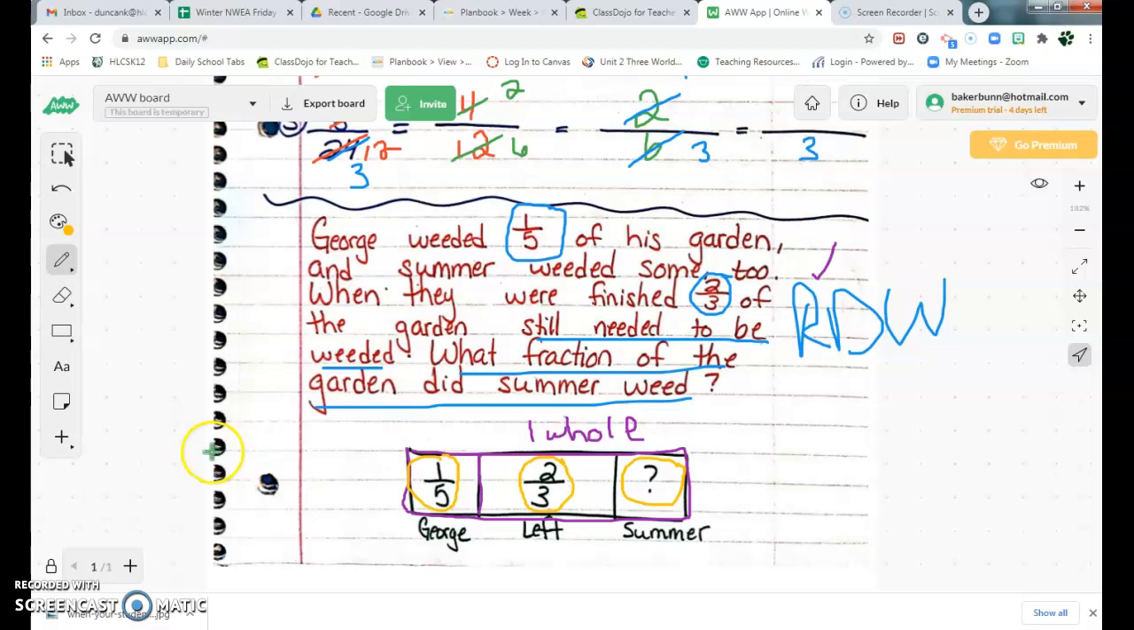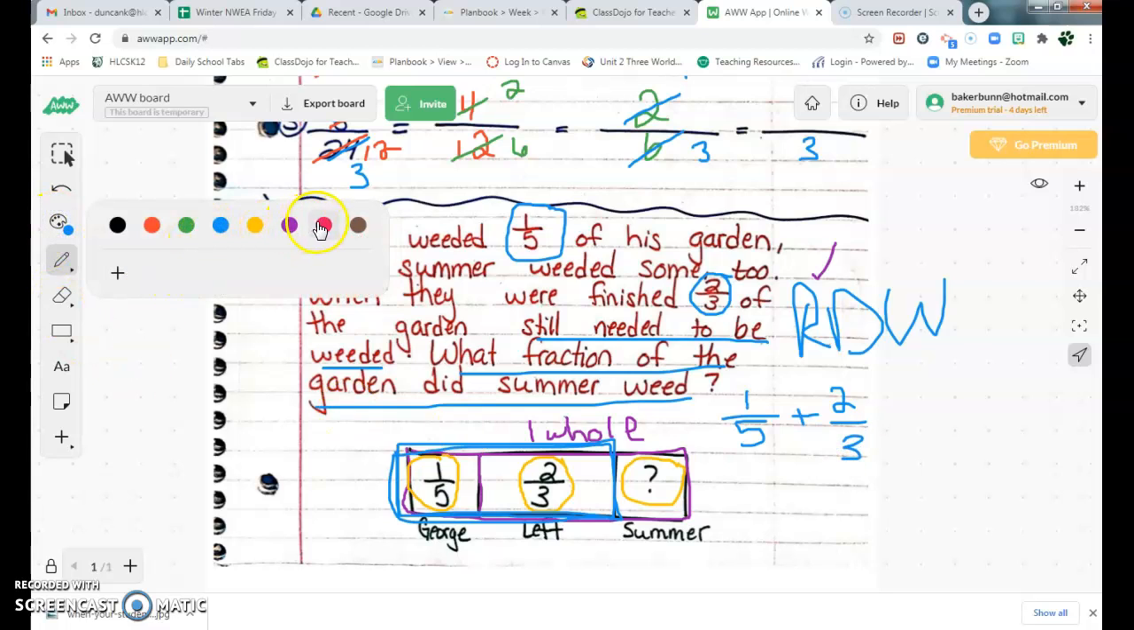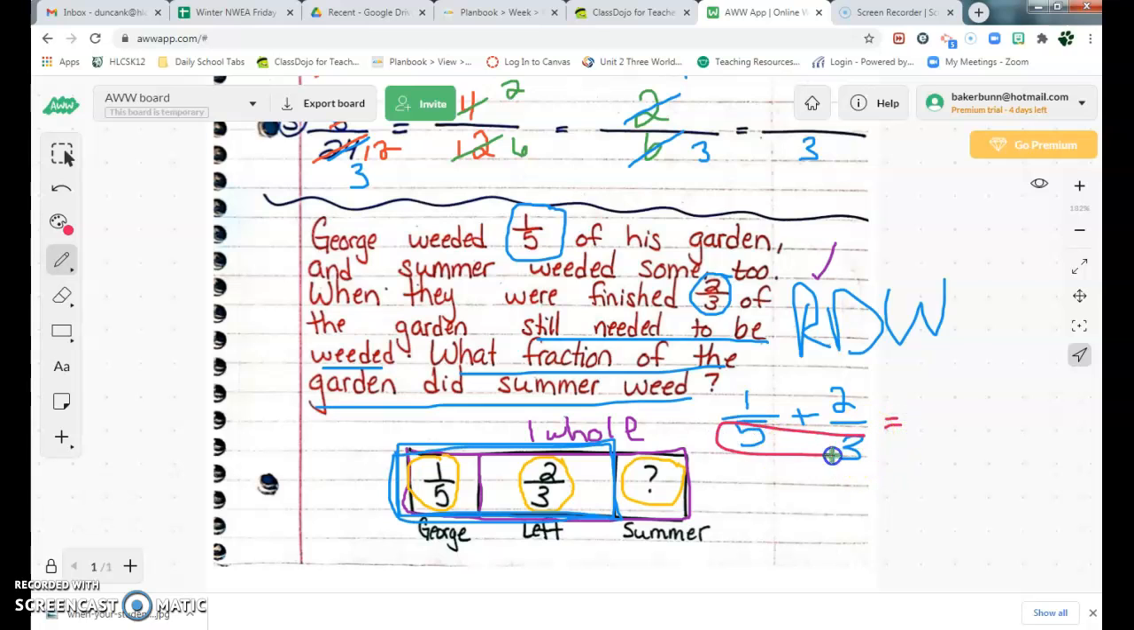Okay? So I'm going to set up my problem and I'm going to say 1/5 plus 2/3. I've got to figure out what George weeded and what was left over combined. So I've got to figure out what this is right here. Okay? So I'm going to do 1/5 plus 2/3. And I'm going to do the butterfly method because I am adding fractions with unlike denominators. Start with the bottom. 5 times 3 is 15.